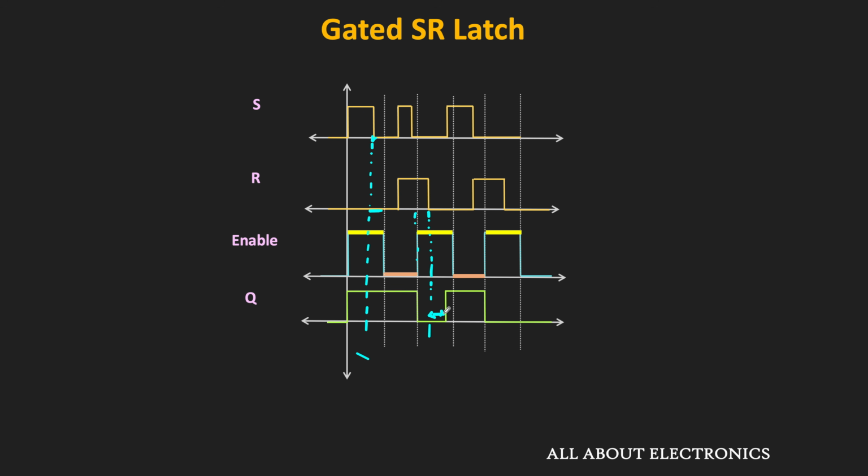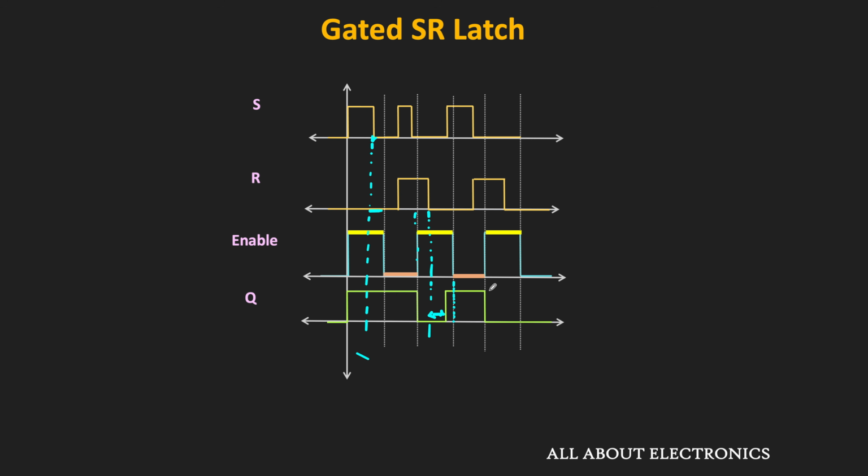Now once again, this S input becomes high and this R input is still low. That means during this remaining on time, S is 1 and R is 0 and therefore this Q output will become high. So up to this point, the Q output will remain high. Now after that, this clock signal will become off and therefore even if the input signal changes, the latch will not respond to that input level change and it will retain its present state. That means during the off time, the output Q will remain high and once again it will respond to the input during the next clock cycle.